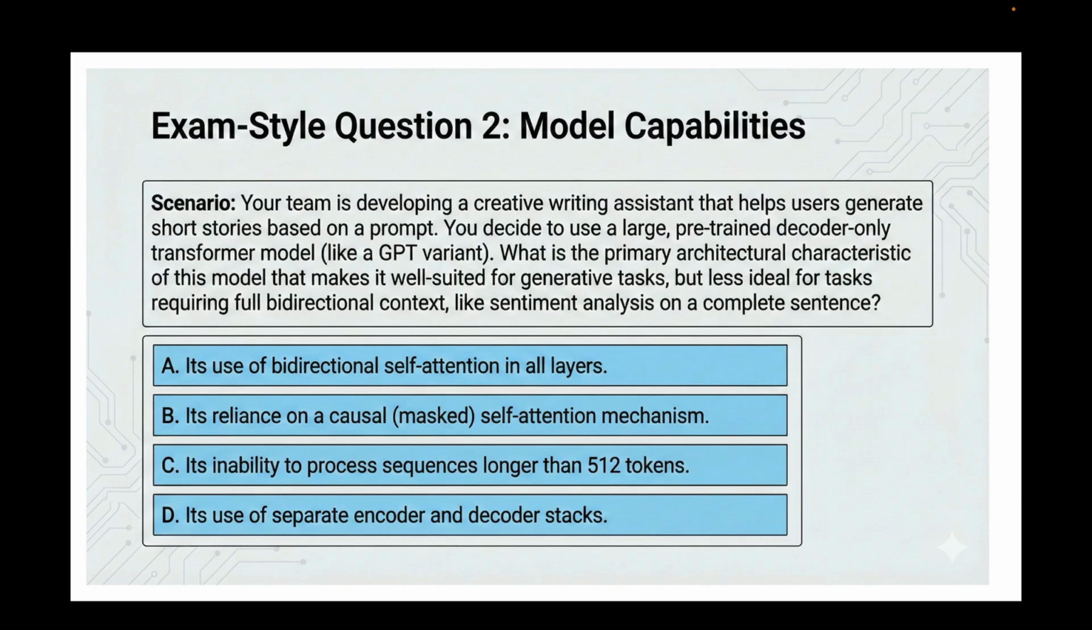Question 2. Your team is developing a creative writing assistant that helps users generate short stories based on a prompt. You decide to use a large, pre-trained, decoder-only transformer model. What's the primary architectural characteristic of this model that makes it well suited for generative tasks, but less ideal for tasks requiring full bidirectional context, like sentiment analysis on a complete sentence? Look at the options regarding attention mechanisms.